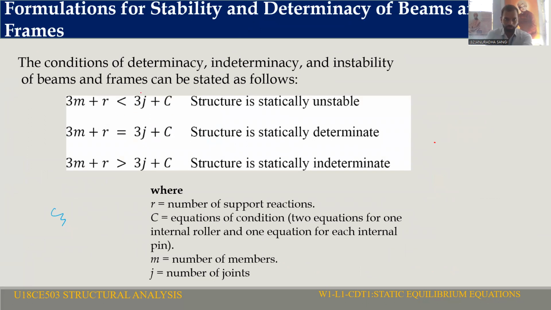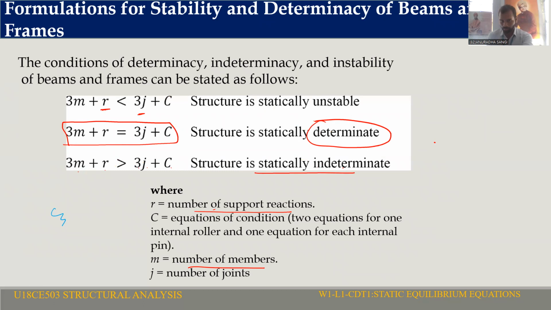Okay, so mathematically we can represent a statically indeterminate structure like this. Let m be the number of members in the structure, r the number of support reactions, and j the number of joints in this particular structure. If the structure is determinate, it has to follow this relation: 3m plus r will be equal to 3j plus c. If it is indeterminate, 3m plus r should be greater than 3j plus c. For unstable structures, 3m plus r should be less than 3j plus c.